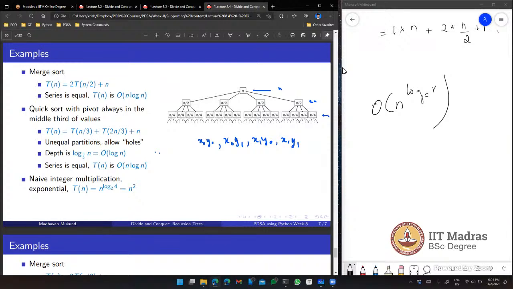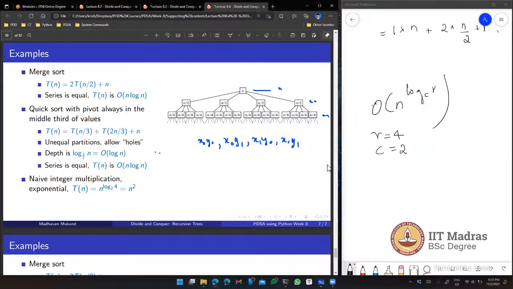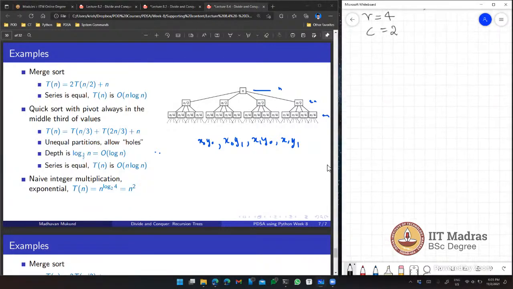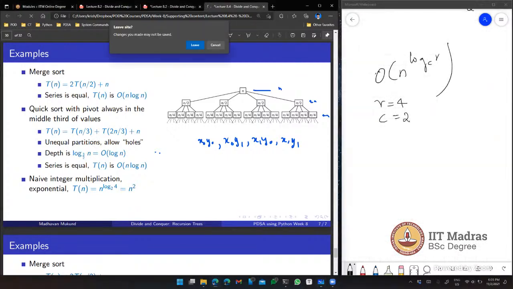Can you explain the one with n by 3 and 2n by 3, the quick sort example? Yeah, sure. Are you clear with this one? Yes, I am clear with this one. I have to compute the series. Yeah, you have to compute. If you visualize this, it also works, but it is better to compute the series. That works. Okay.